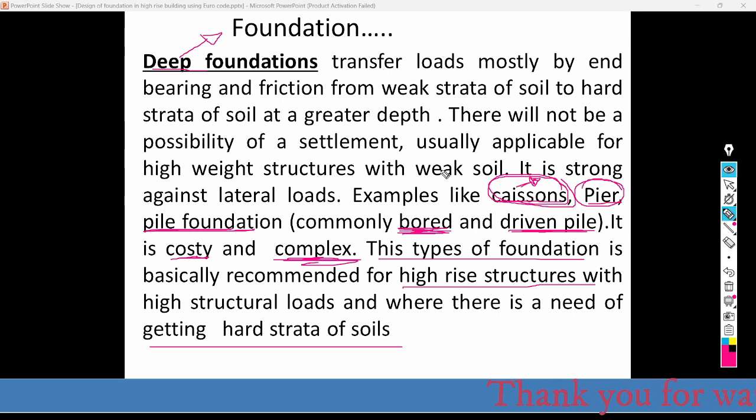if the allowable bearing capacity of the soil is, suppose, 100 kilopascal at the foundation depth of maybe 3 meters, and when you go down, the bearing capacity of the soil will increase. So at 10 meters, for example, the allowable bearing capacity of the soil may be 380 kilopascal.